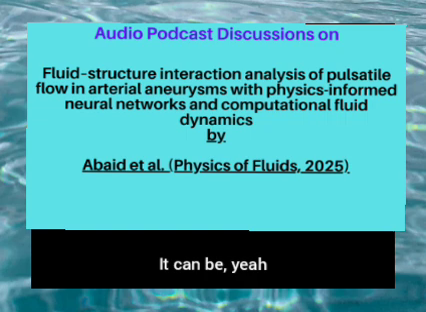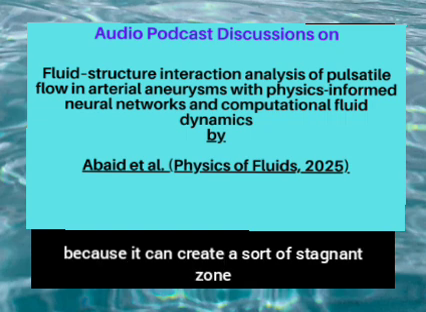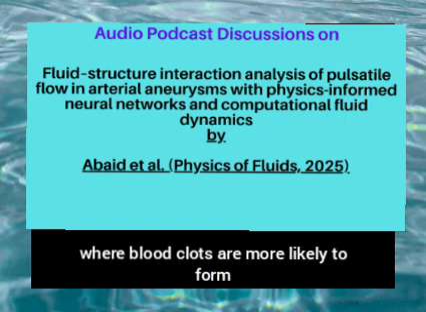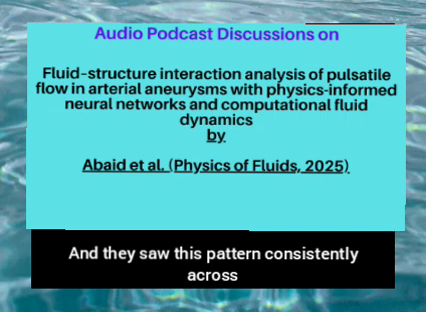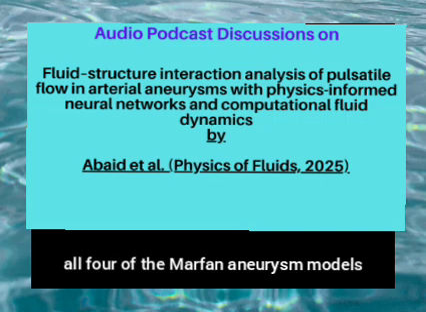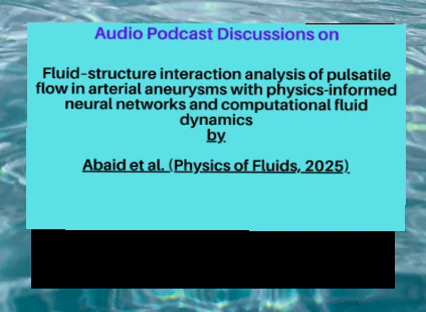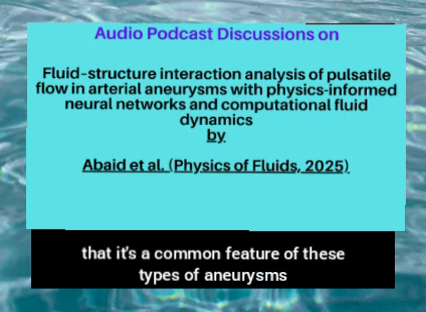It can be, yeah, because it can create a sort of stagnant zone where blood clots are more likely to form. Interesting. And they saw this pattern consistently across all 4 of the Marfan aneurysm models. Yes, they did, which suggests that it's a common feature of these types of aneurysms.